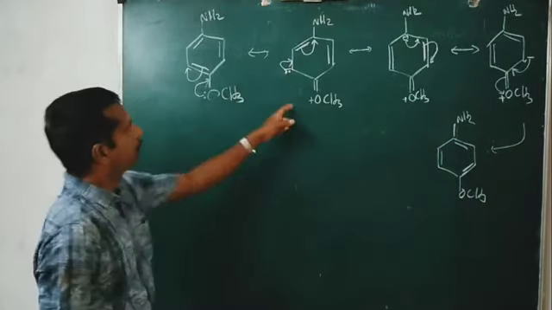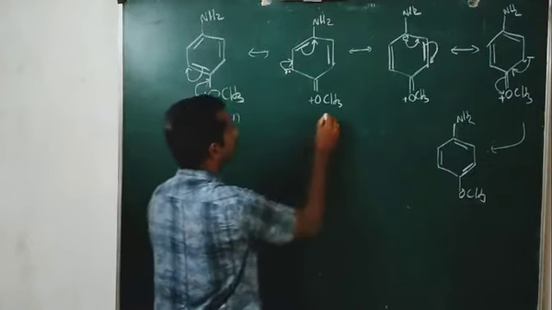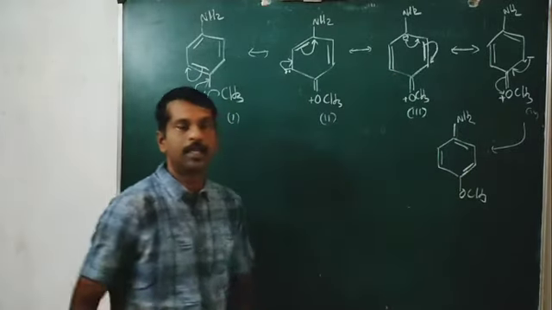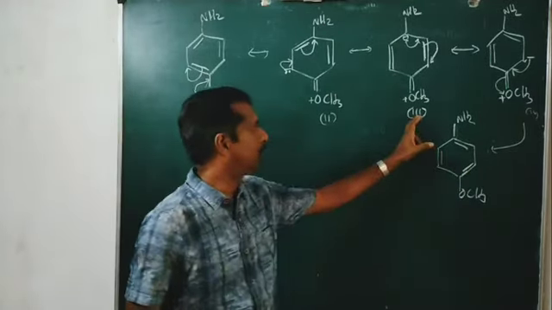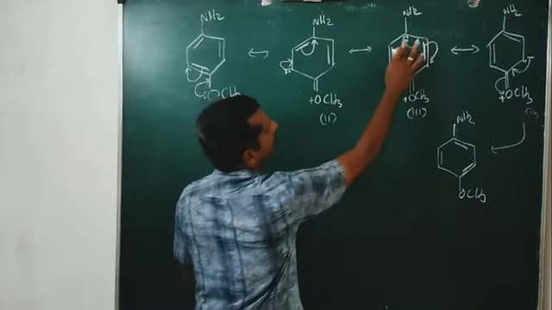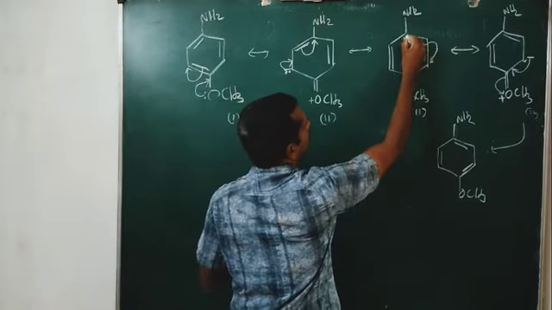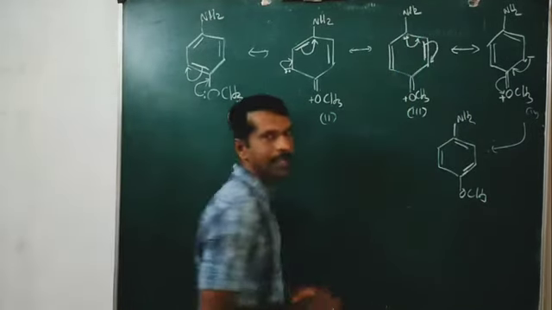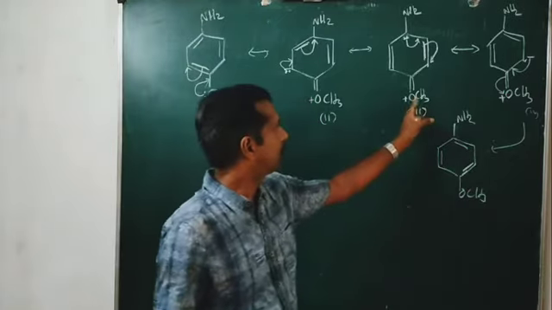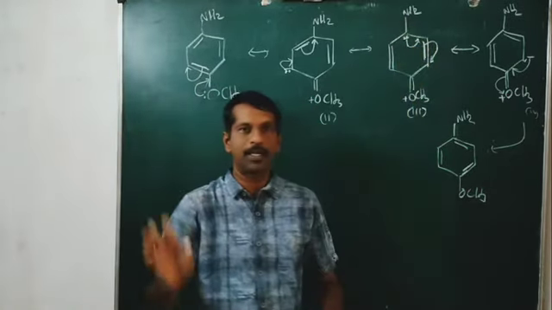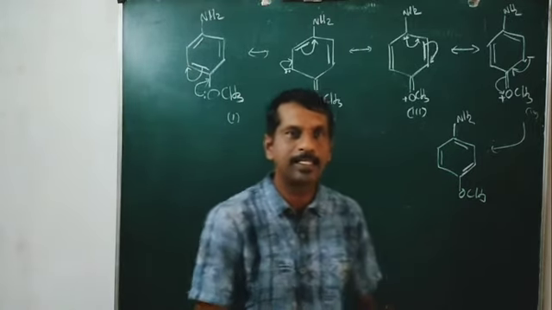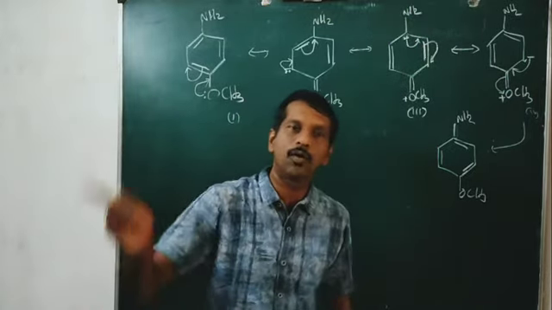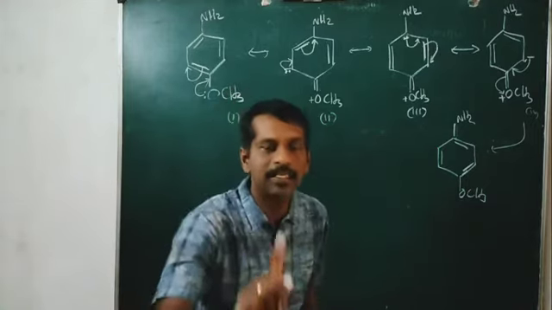Now you will get here 1, 2, 3. This is the first resonance structure, second, and the third resonance structure, this is very important. When you look at the third resonance structure, you can see that a negative charge is present on the carbon to which the NH2 group is attached. So the NH2 group attached carbon is carrying a negative charge, and hence this negative charge on this carbon will increase the electron density on the nitrogen atom, and hence the basicity will increase.